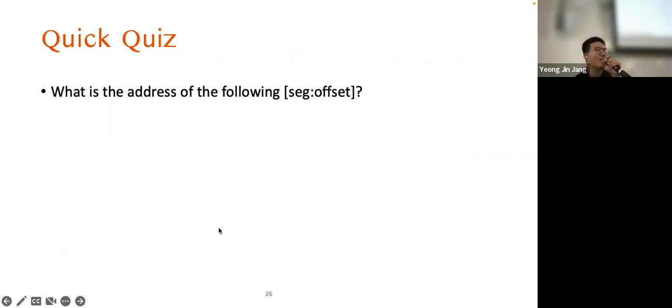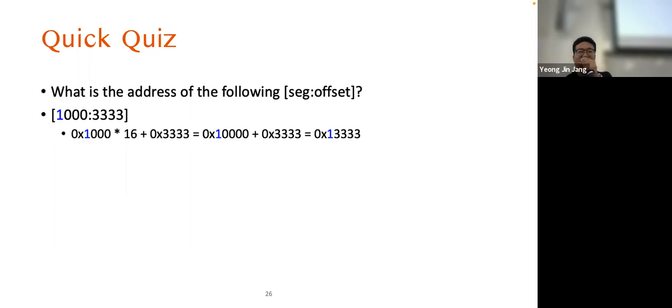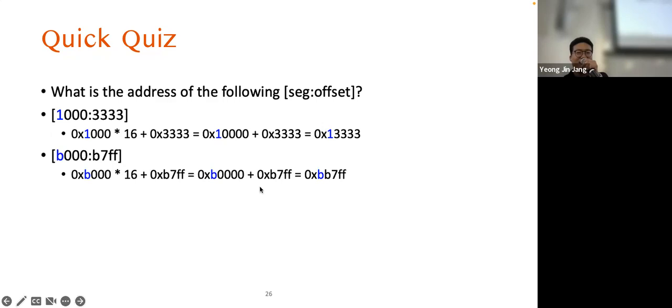Then let's do a little practice of address calculation. What address will this segment and offset pair point to? That's quite easy. Multiply the segment by 16, add the offset 1 0 and so on, so we get 13333. The second one is also easy, BB7FF, just adding the offset.